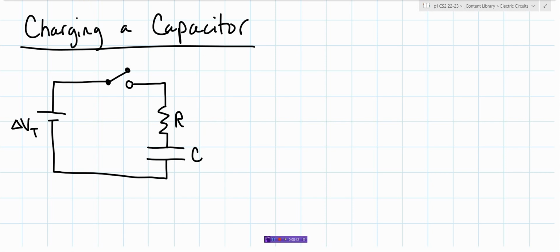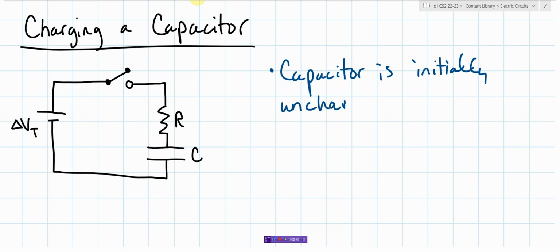So what's important here, this capacitor is initially uncharged. So let me write that. Capacitor is initially uncharged. So the initial charge on the plate should be 0. Whatever function we come up with for charge on the plates as a function of time needs to start at 0 at time 0. That's important, so keep that in mind.